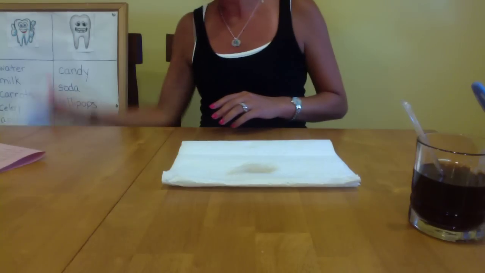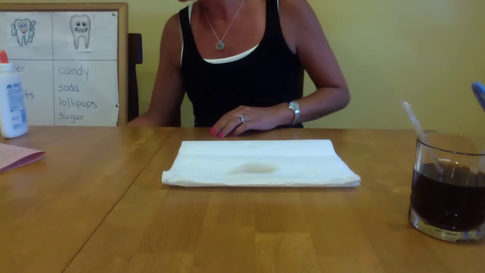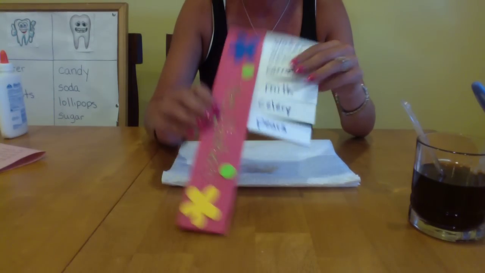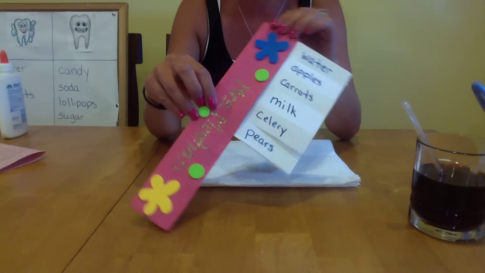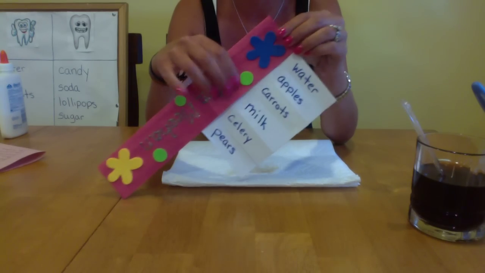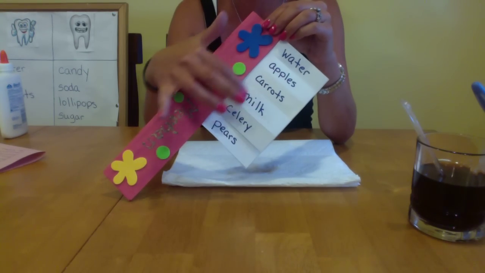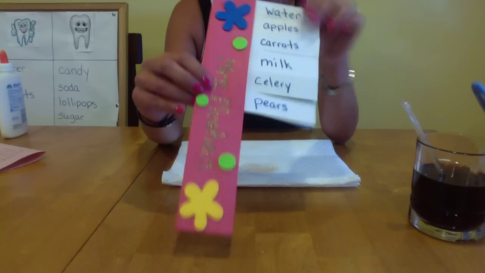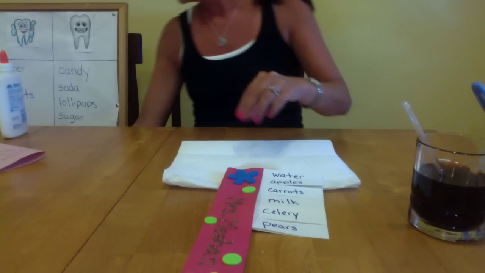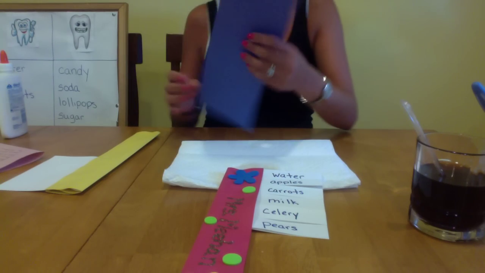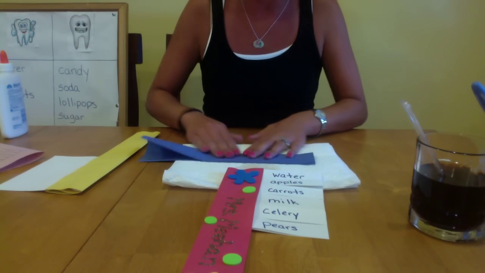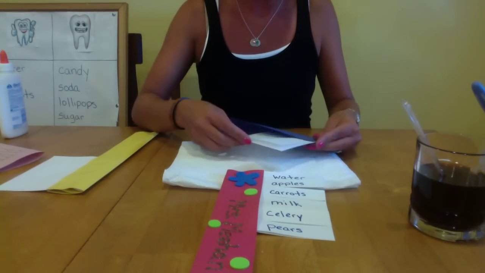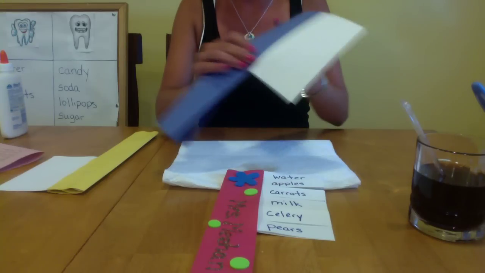A second activity, quickly, and I won't get into it because I don't have too much time, is creating a toothbrush with the healthy foods on it. They could copy off of the board the healthy foods that are good for their teeth. This is quickly done out of construction paper. You take a piece of construction paper, fold it in half, and cut it, and then fold this in half, and just a white piece of paper. And this can all be glued together.